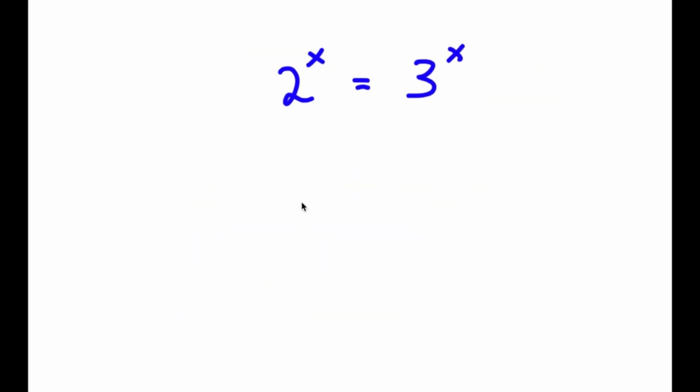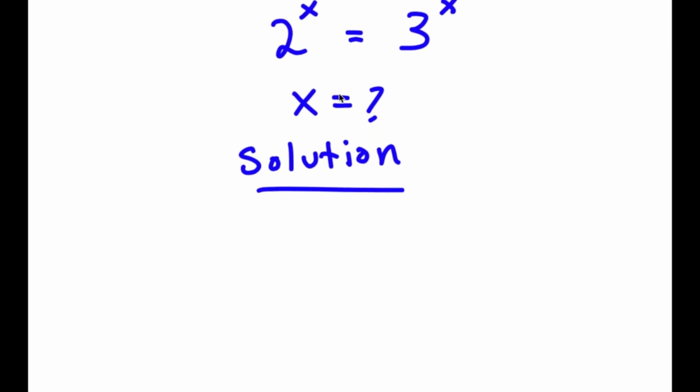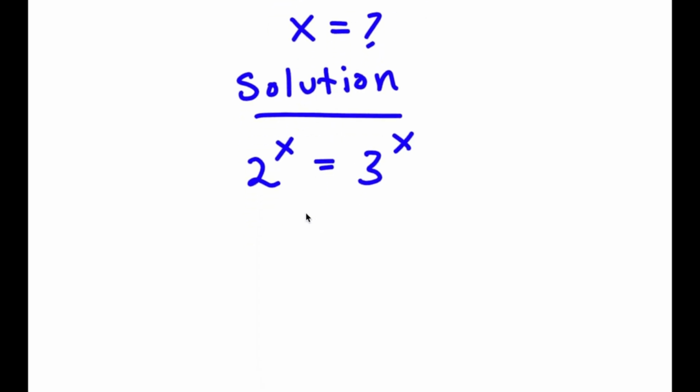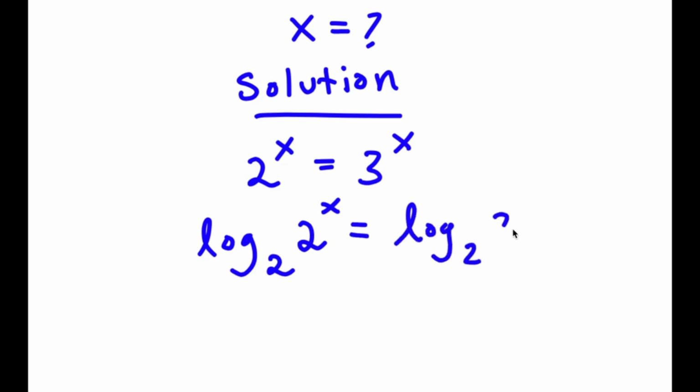Alright, so in this problem, I have 2 to the power of x is equal to 3 to the power of x. So I obviously want to find the value of x here. So for my solution, I'm going to first start by writing 2 to the power of x is equal to 3 to the power of x. And I'm going to take the log of base 2 on both sides. So now I have log base 2 of 2 to the power of x is equal to log base 2 of 3 to the power of x.